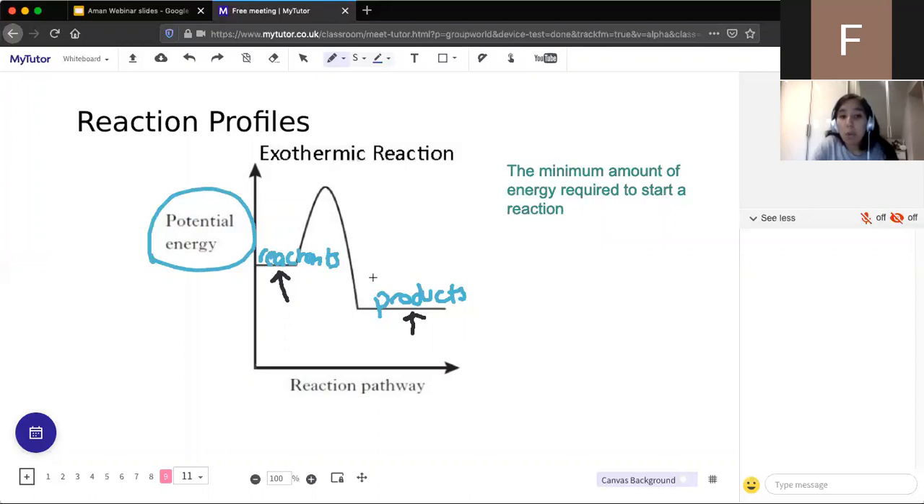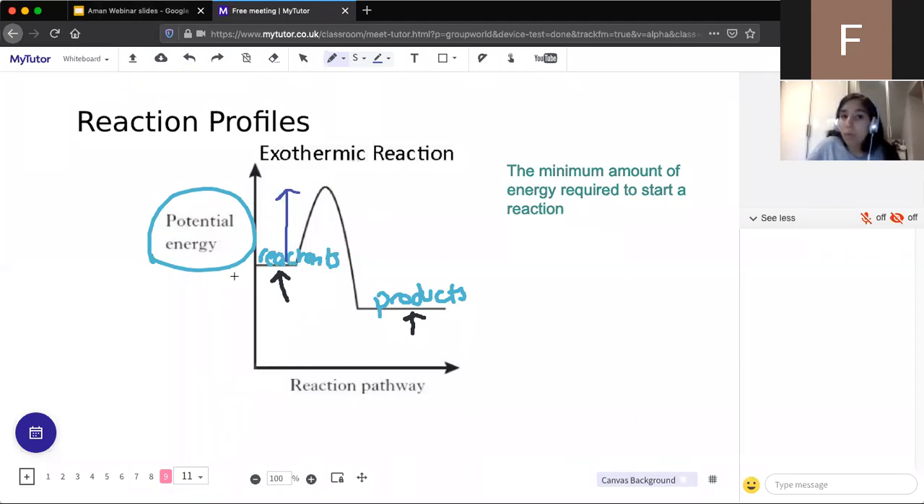Does anyone know where on the reaction profile the activation energy is? And I appreciate it's quite hard to describe, so do your best. Does anyone know where it would be? Brilliant. So some people are saying just underneath the peak, from the reactant energy level to the peak of the curve. Yep, excellent description. So the activation energy is from the peak all the way down to the reactants. So let me just draw that as a straighter line. There we go. So the peak of the curve here, all the way down to the reactants.